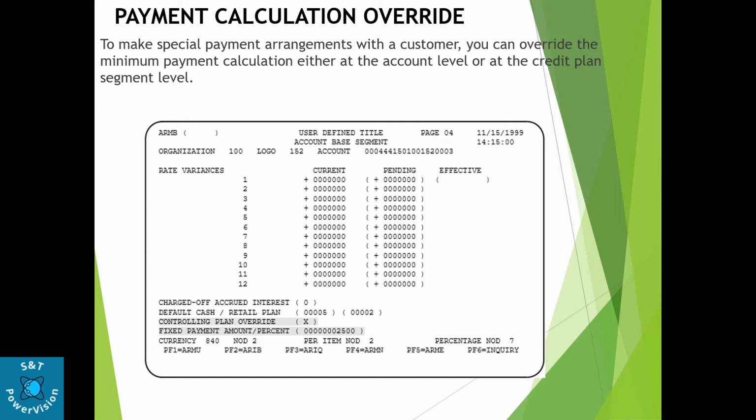Now this is the payment calculation override. To make a special payment arrangement with a customer, you can override the minimum payment calculation either at the account level or at the credit plan segment level.